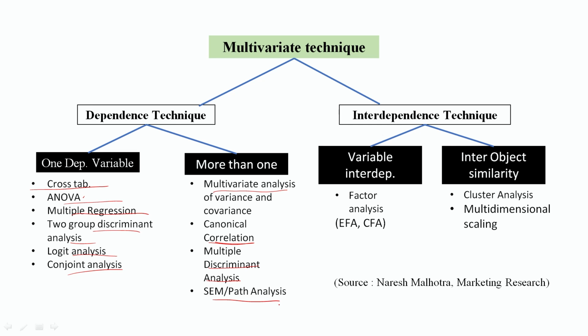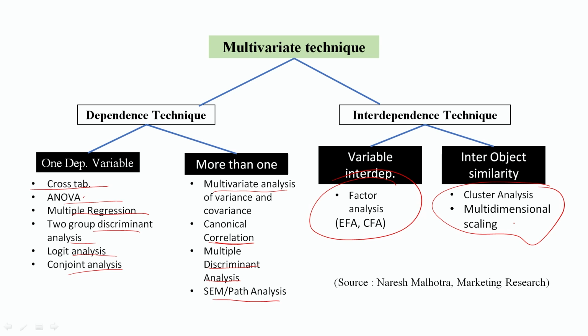There are some other analyses which we can use in quantitative data analysis. Number one is factor analysis, that is EFA, exploratory factor analysis. Second one is confirmatory factor analysis. Then similarity: to identify similarity, we can use cluster analysis or multidimensional scaling.